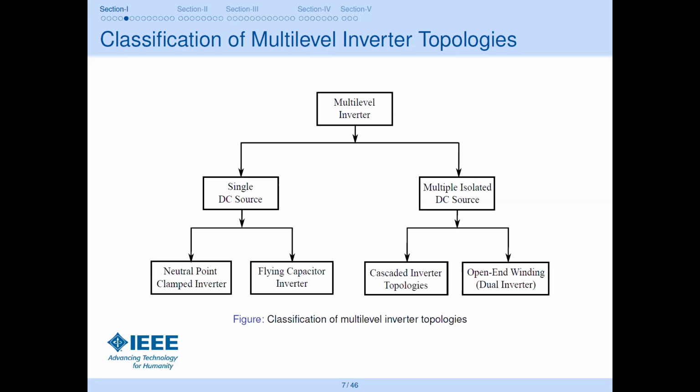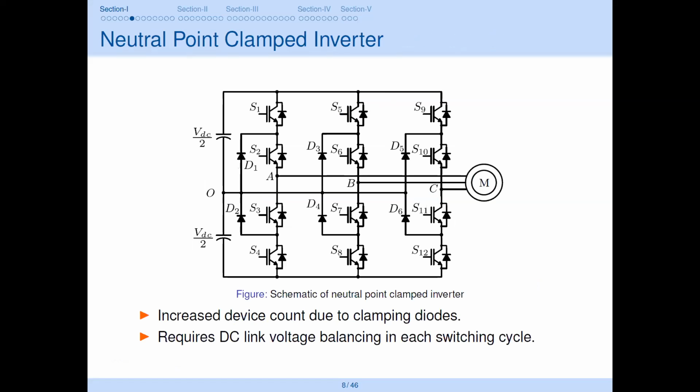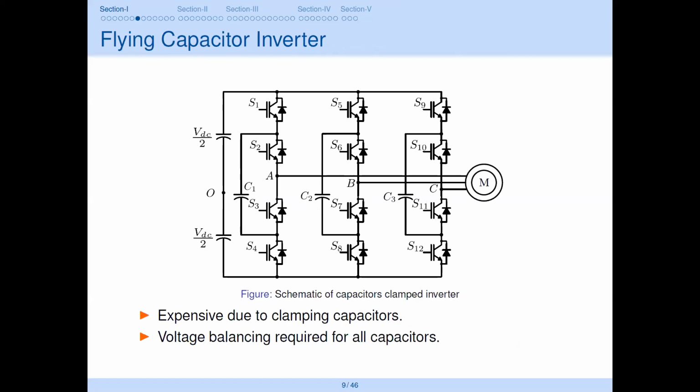Starting with the neutral point clamped inverter, the number of devices has increased: instead of 6, you have 12 devices, and a neutral point connected across the DC link. It has an inherent issue of DC link voltage balancing in each switching cycle. The capacitor is divided into 2, and you have to balance those capacitors in each switching cycle, so that could be a complex control.